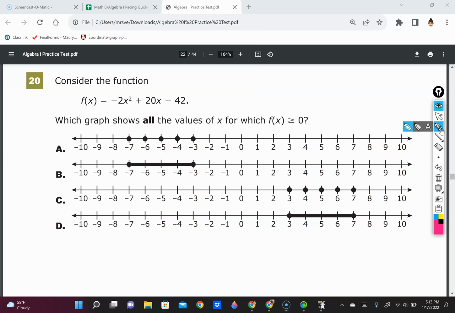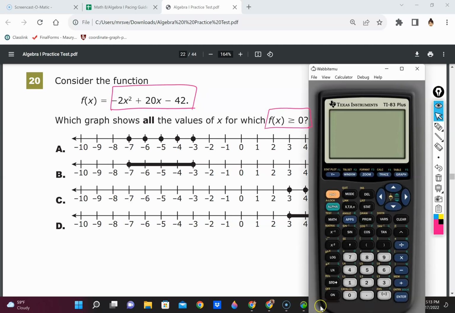Number 20. You have this quadratic equation. Which graph shows all the values of x for which f of x, the whole function, is greater than 0? So if you graph this on your graphing calculator, we can pull our graphing calculator up and look at that.